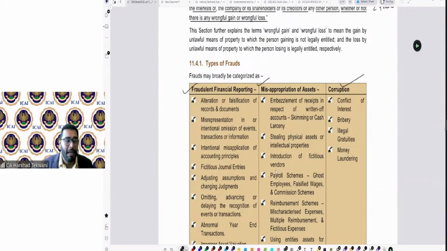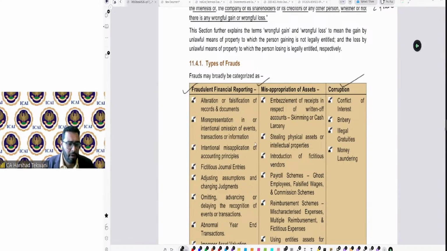Now, a fraud can be of two natures together. For example, it can be related to fraudulent financial reporting and misappropriation of assets together. It is very much possible. That depends upon the complex fraud schemes that are devised and implemented by the fraudsters to hide the things behind the fraud. So multiple tactics can be involved, which can classify the fraud into multiple categories.